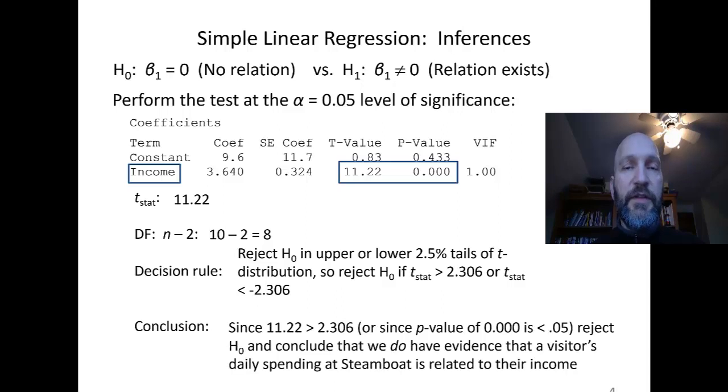So in this particular example, our test statistic is 11.22, and that's bigger than 2.306. Also, we're given the p-value for free up here, and we compare that to 5%, and we see that's much less than 5%. So both of those tell us that we should reject the null hypothesis and conclude that there is a linear relationship between income and the amount spent per day at Steamboat.